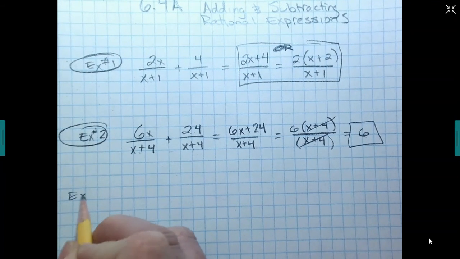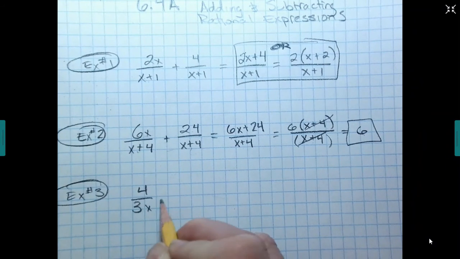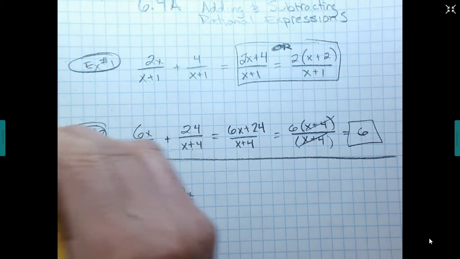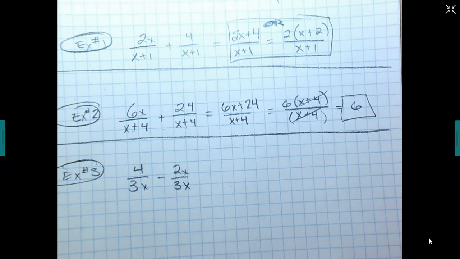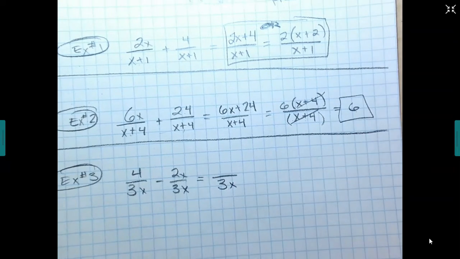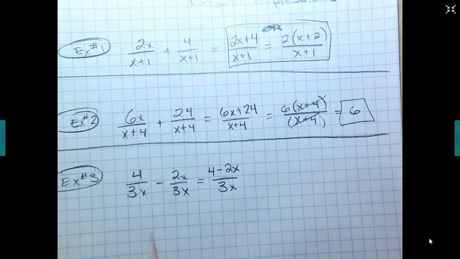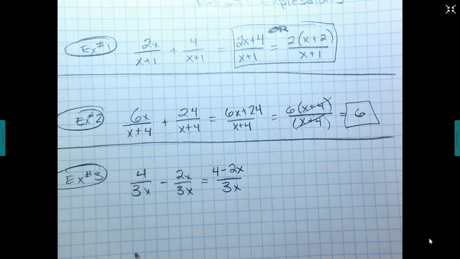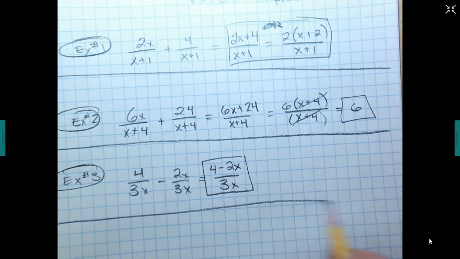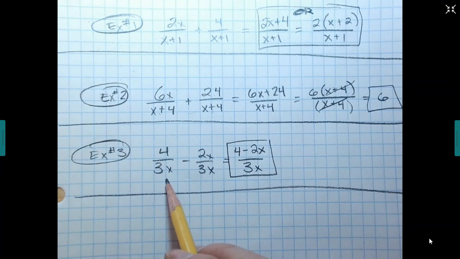All right, let's check out example number 3. I have 4 over 3x minus 2x over 3x. So, my denominator is the same. 4 minus 2x. They're unlike terms, so I just have 4 minus 2x. And that's my answer. These are not that difficult when you have a common denominator already in place.